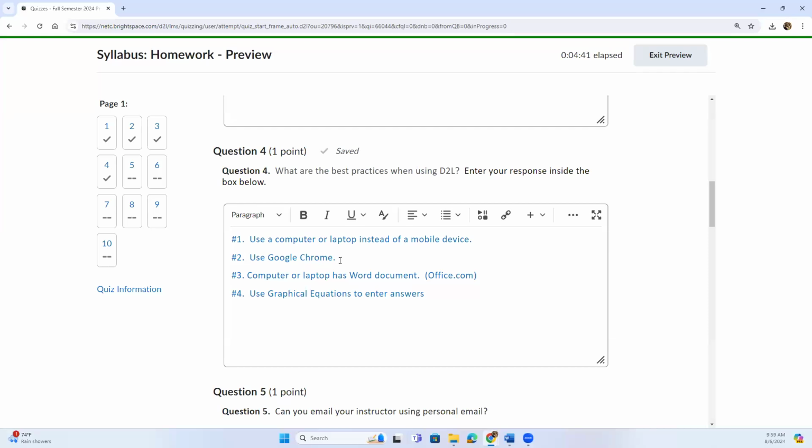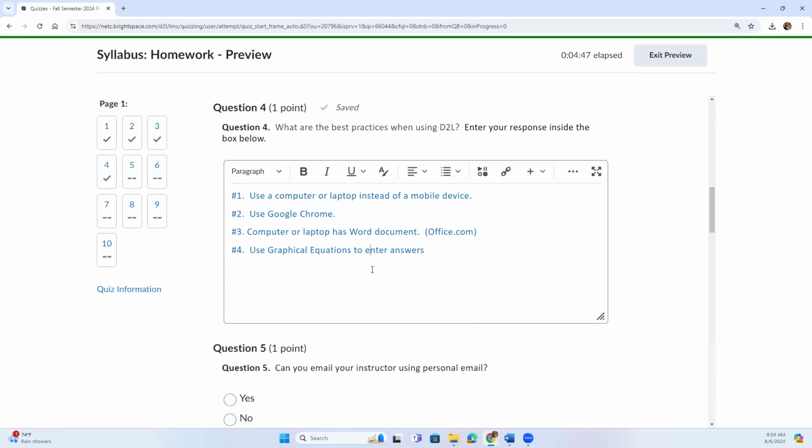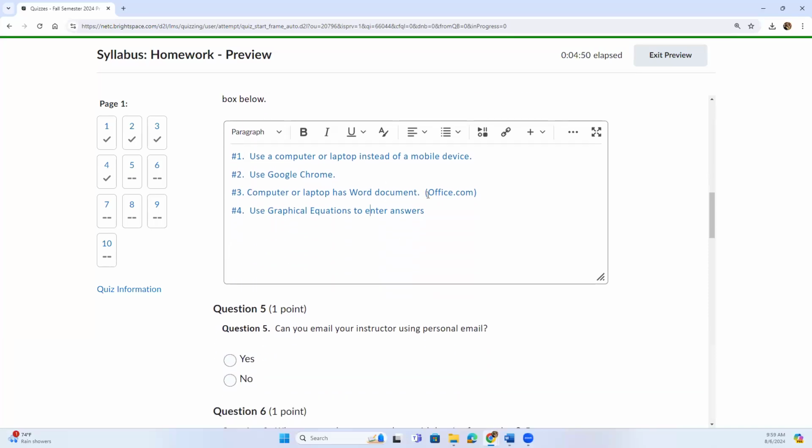Google Chrome is the most compatible with D2L, so make sure you use Google Chrome. Make sure your computer or laptop has Word documents, because all the lecture handouts are in Word documents. And definitely, please use graphical equation to enter answers when it's asking you to.